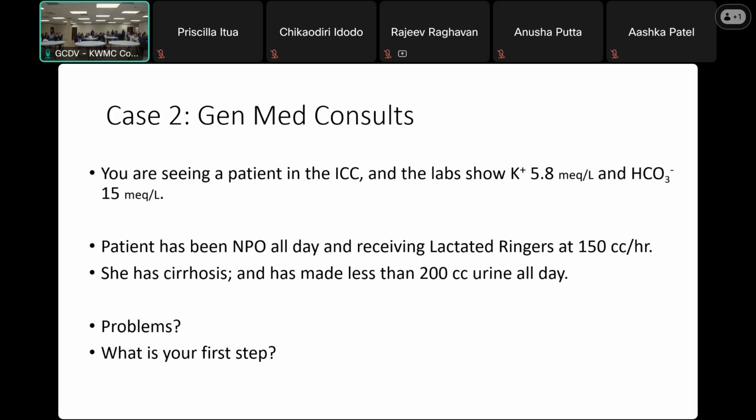So HRS, hepatorenal syndrome, maybe the patient is volume depleted, maybe the patient is septic, right? They have cirrhosis, they could have SBP, leading to infection. So those are all the thoughts in your mind. So what are your first steps here? Again, you're thinking, what do you want to do for the patient?